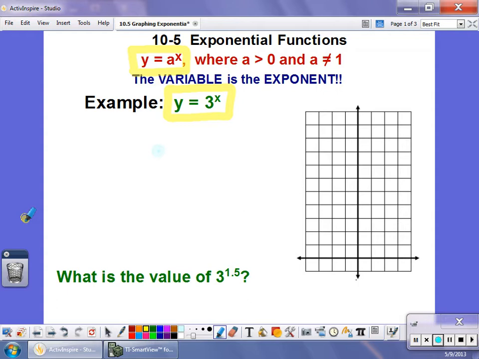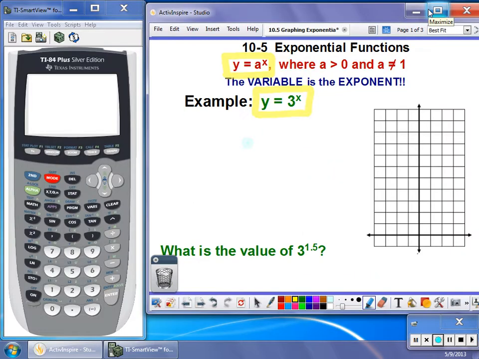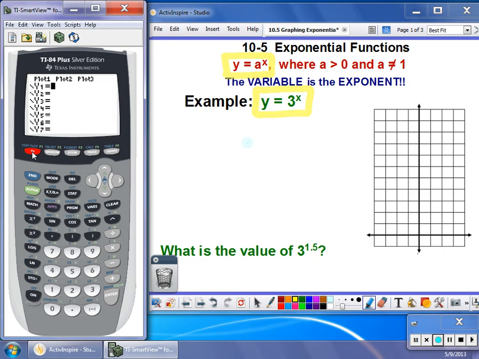Okay, so let me pull up my calculator here. What we're going to do is go to y equals. And when we get to y equals, we're going to put in 3 raised to the x power, just like that. And we're going to go to second and then hit our graph key, which will create a table for us.